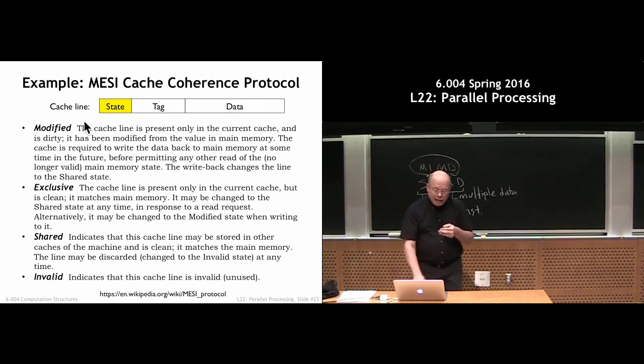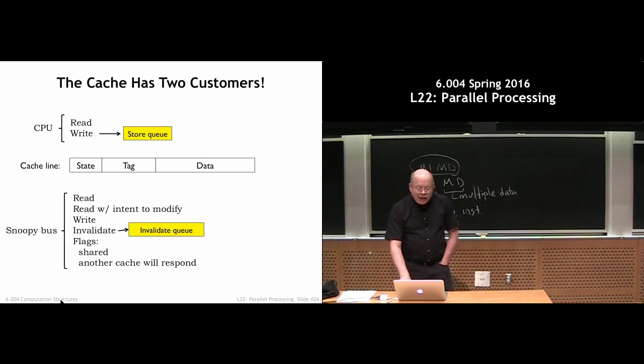Okay, so here's MESI: modified, exclusive, shared, invalid. These states are all about keeping track of when things are shared and who has to communicate what to whom. Okay, so the cache actually has two customers. It has transactions that are coming from the CPU, and it has transactions that are coming on the bus.